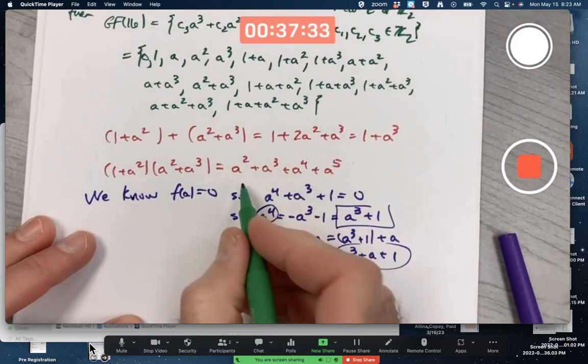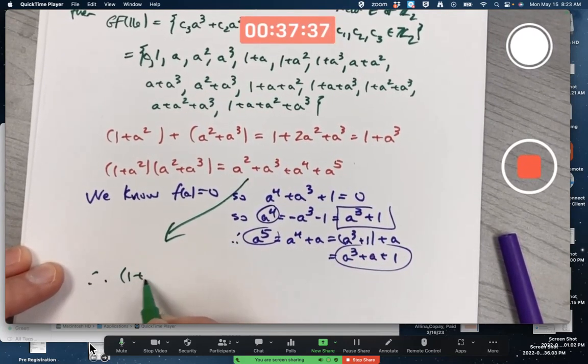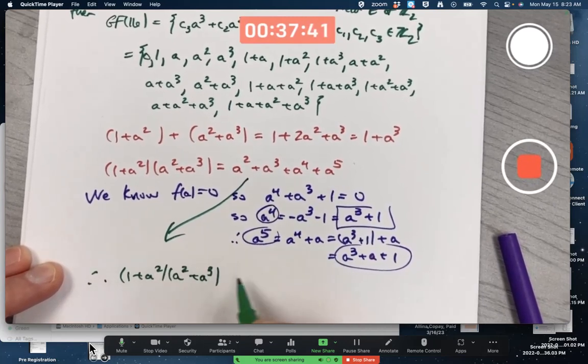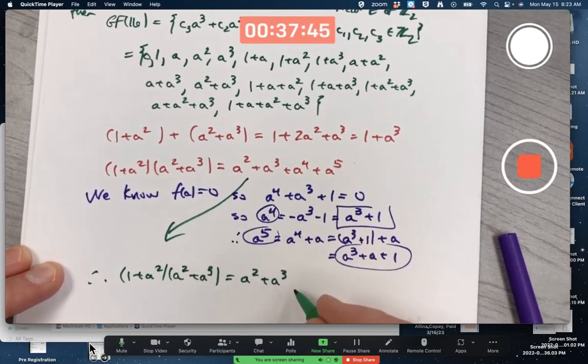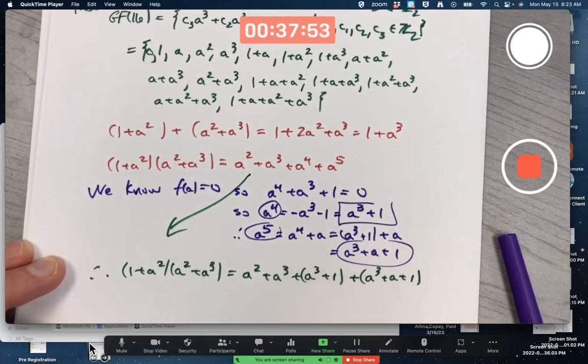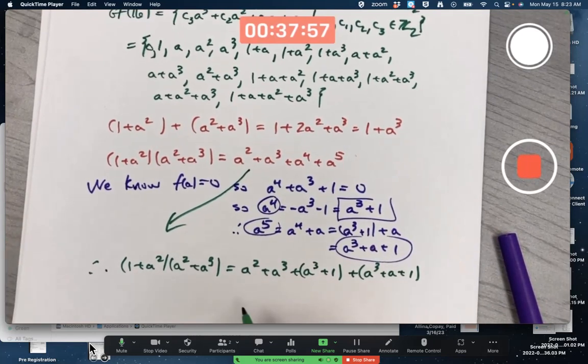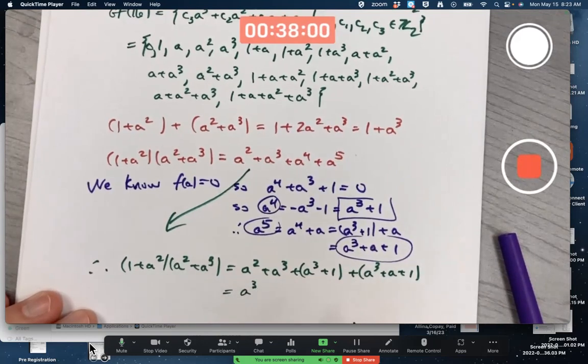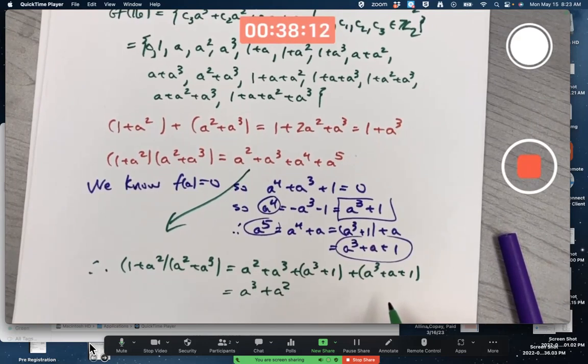So therefore, 1 plus A squared times A squared plus A cubed is A squared plus A cubed. Replace A to the fourth with A cubed plus 1. Replace A to the fifth with A cubed plus A plus 1. Now combine like terms and mod coefficients by 2. Looks like we get A cubed, because there's 3 A cubes. A squared is only one of those. There's only one A, but there's 2 1s. So 1 plus 1 is 0. So if I've not made a mistake, and I very well could have, hopefully not, that's the answer.